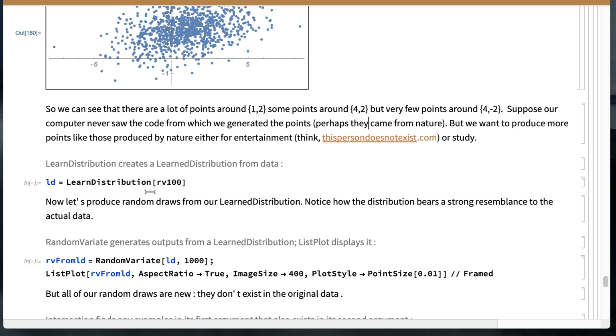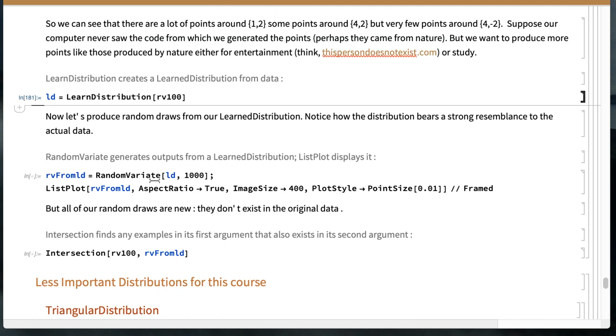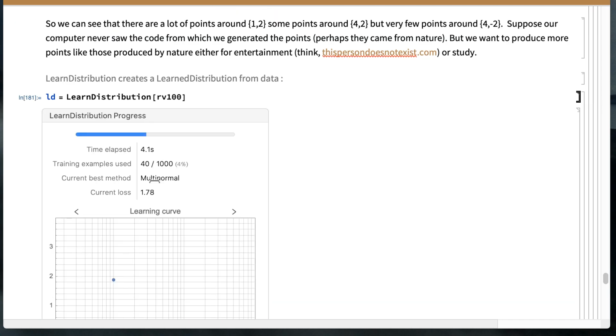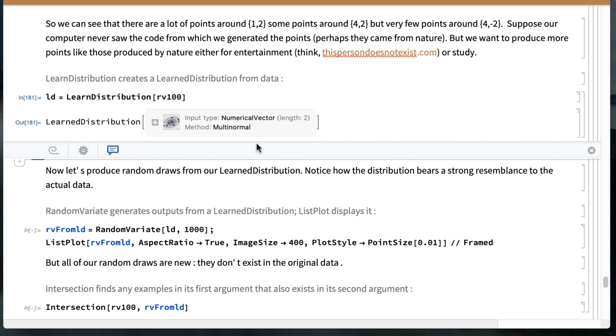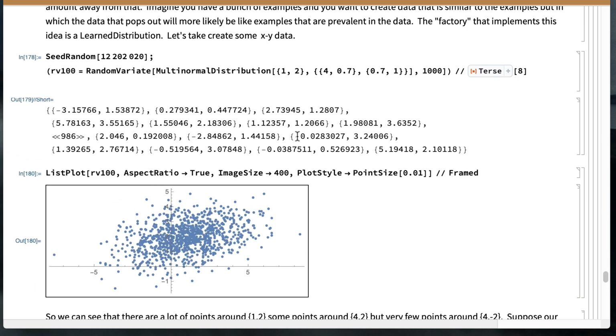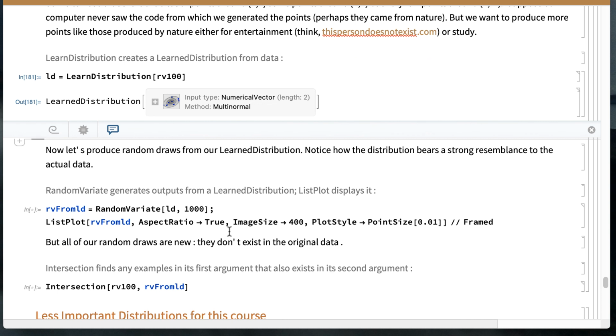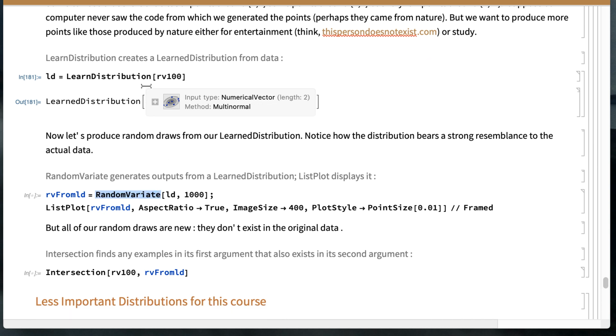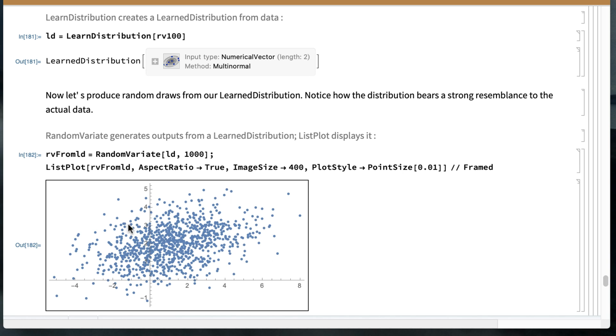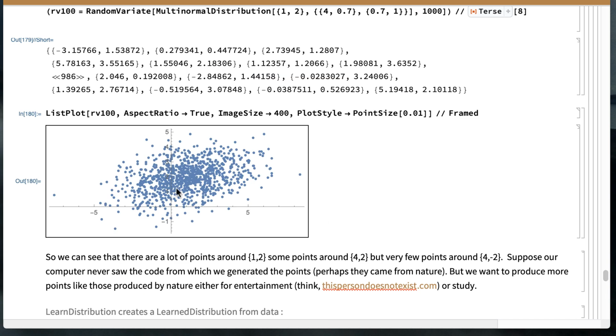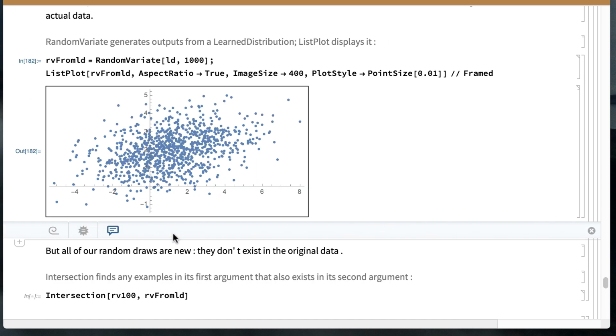Okay? So let's run LearnDistribution on our simple data. And it's actually going through a neural network to do this, I believe. And it's coming up with a model, and it's saying, hey, we can approximate this with a multinormal distribution, which is interesting because that's actually where it came from, although it wasn't told that. And now we can tell it, hey, I command you, learned distribution, to produce 1,000 examples, and let's just plot those. So if you look at this scatter plot, it looks a lot like this scatter plot, but in fact, none of the points are the same.